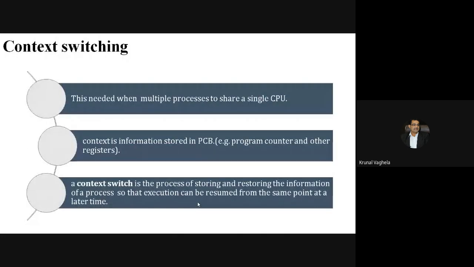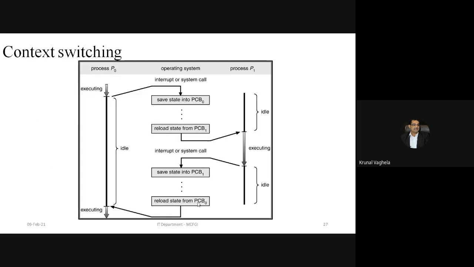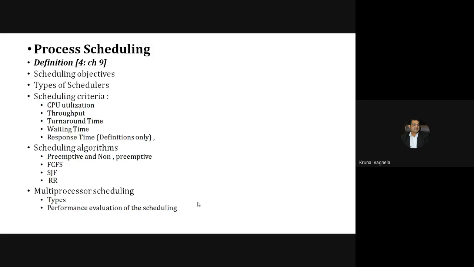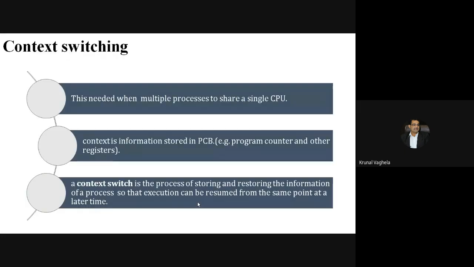And the last, let's quickly understand what context switching is. It is a small topic. So day after tomorrow, when we come, we can directly start with scheduling. So context switching, what is this? This is needed when multiple processes share a single CPU, like on all of the computers that we are using, because we have a single CPU and our computer has multiple processes.